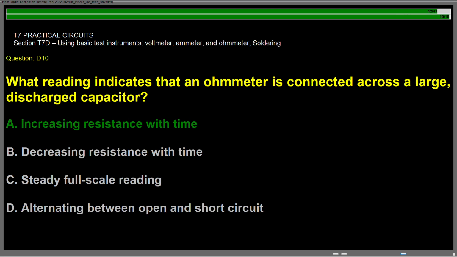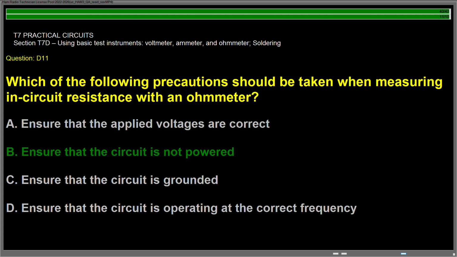Question Delta 10, what reading indicates that an ohmmeter is connected across a large, discharged capacitor? Answer is A, increasing resistance with time. Question Delta 11, which of the following precautions should be taken when measuring in-circuit resistance with an ohmmeter? Answer is B, ensure that the circuit is not powered.